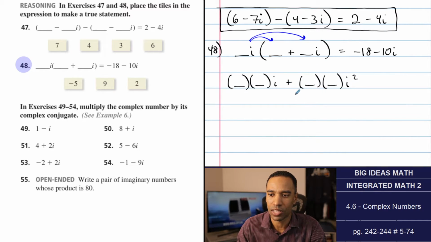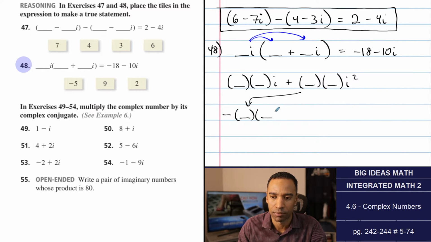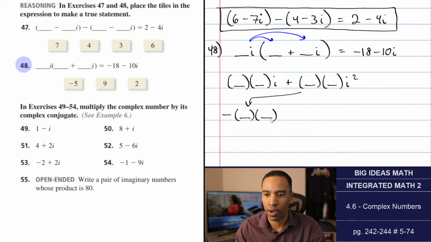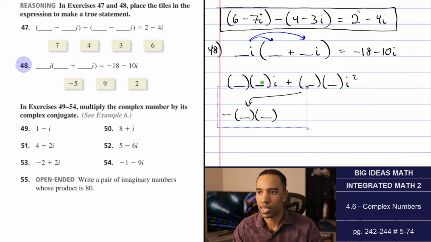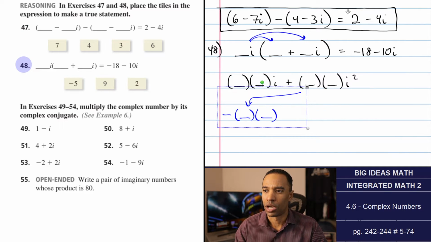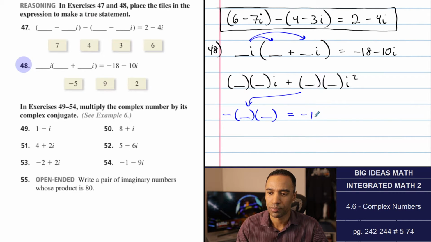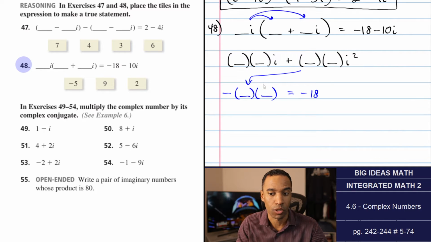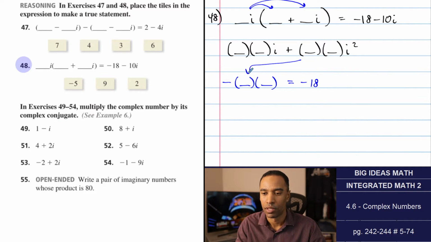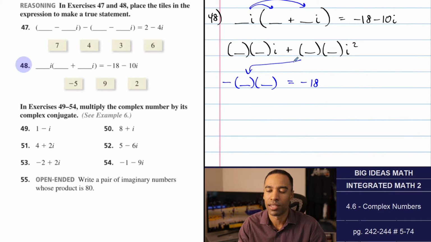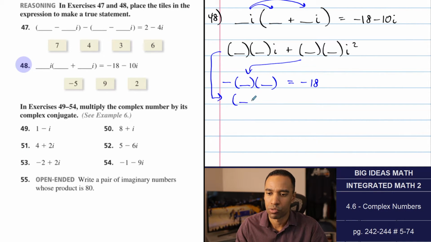So I'm going to rewrite this guy in front right here, where we've got to find out a negative something times something here. And that needs to equal, by the way, negative 18. So this thing, let's just keep that blue. So this something times something needs to equal negative 18. That means the something times something needs to equal 18, right? I just need two numbers to equal 18. And then this other part, something times something I, needs to equal negative 10i. So let's use blue over here. So something times something I needs to equal negative 10i.